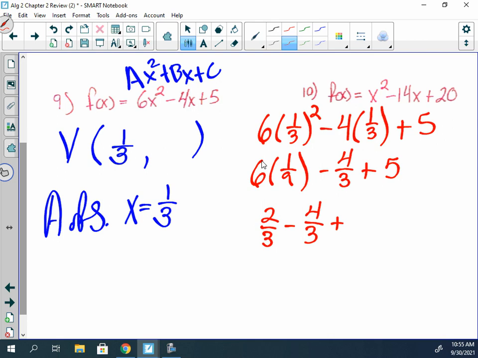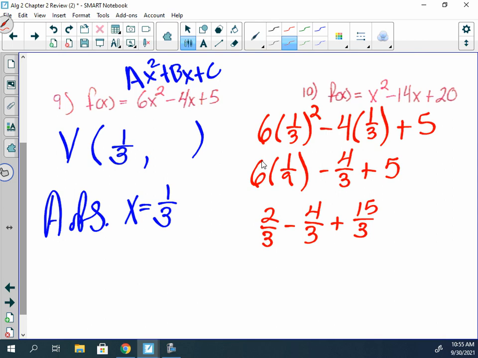And exactly, Colton, if we're doing this by hand, we can't leave the 5 as 5. I would switch it over to 15/3. I need the denominators to be the same, and 15 divided by 3 is 5.